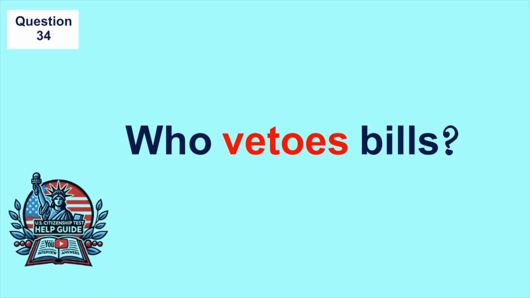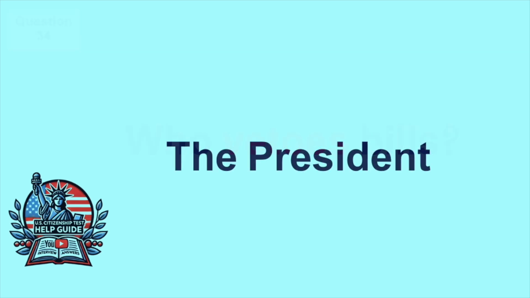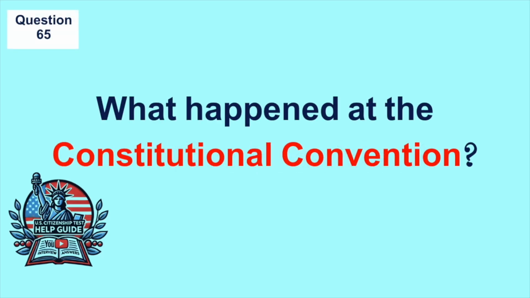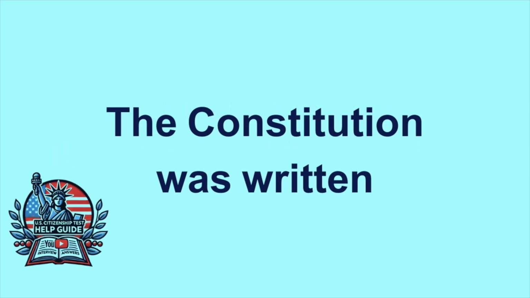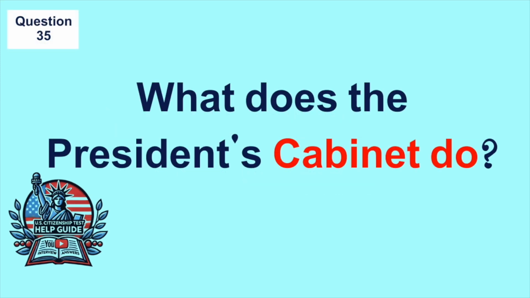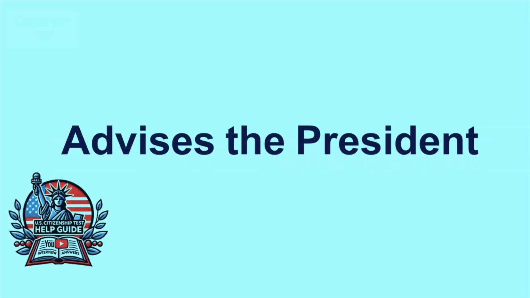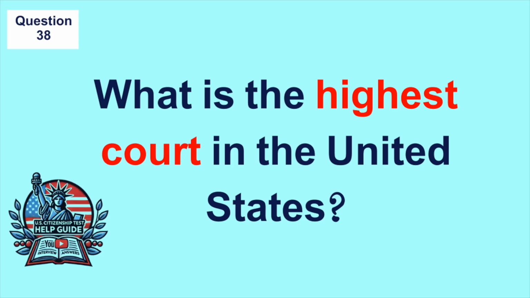Who vetoes bills? The President. What happened at the Constitutional Convention? The Constitution was written. What does the President's cabinet do? Advises the President. What is the highest court in the United States? The Supreme Court.